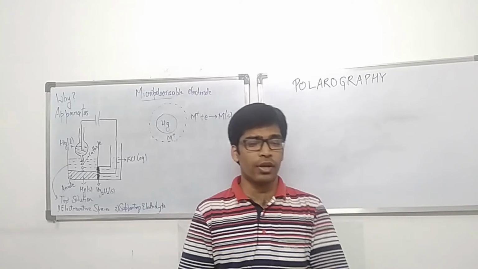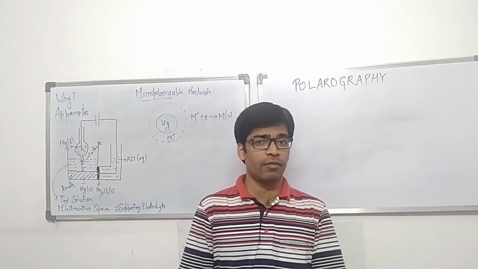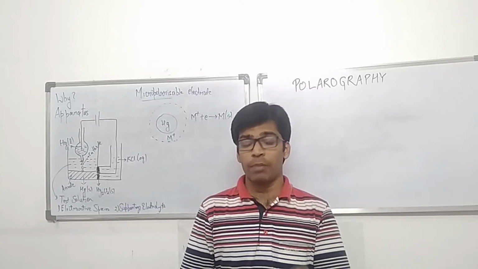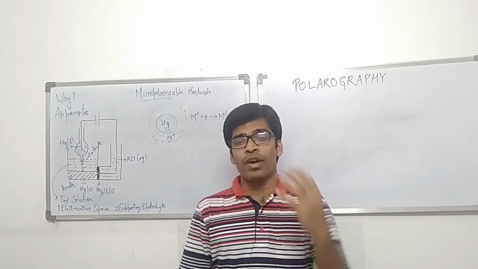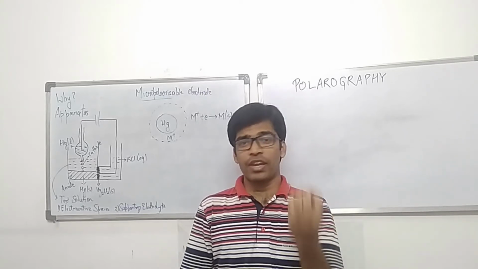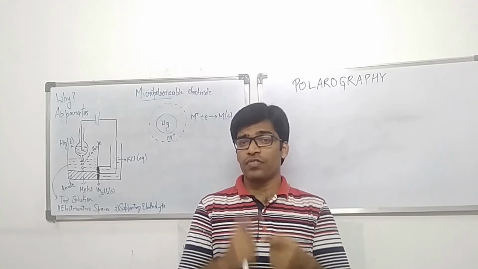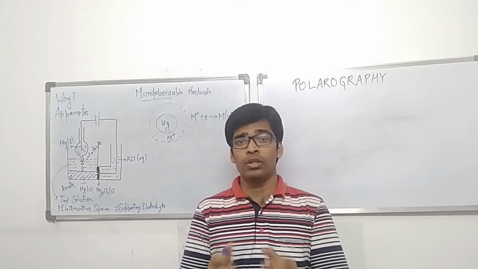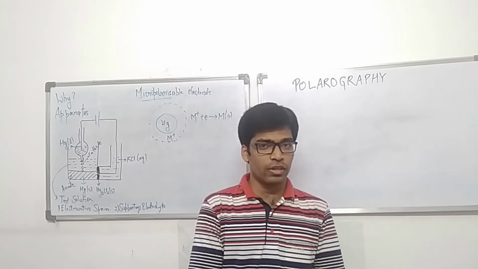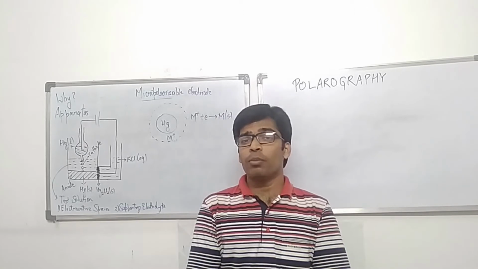But in case of polarography, since we are using mercury here, mercury is liquid. So, when the mercury is dropped, it has a spherical shape. First of all, spheres have the smallest surface area. So, the large surface area problem is resolved. Now, the second is the renewability of the surface.